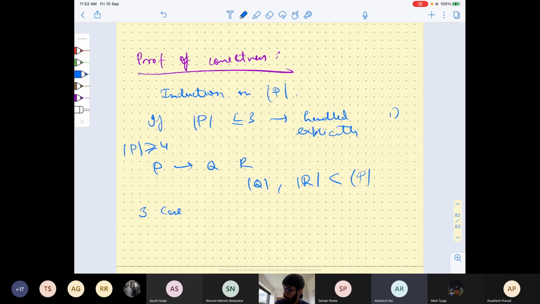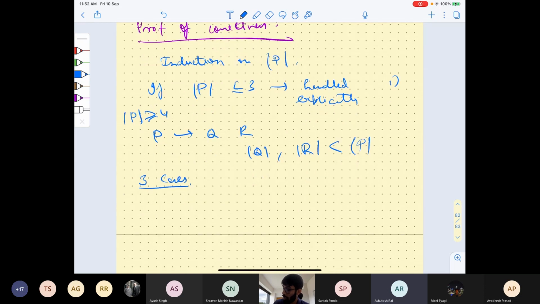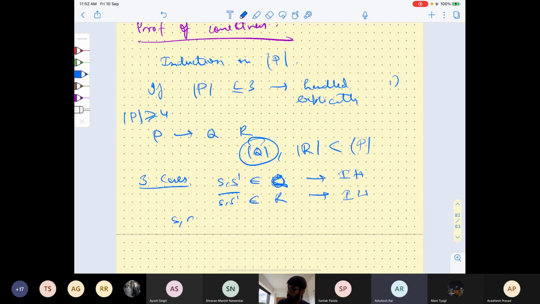So there are three cases. The smallest pair S, S prime belongs to Q. Then by induction hypothesis, the algorithm returns correctly, because the algorithm calls itself on Q. Again, if S, S prime belongs to R, then again the induction hypothesis applies. And if S belongs to Q and S prime belongs to R, then due to lemmas 1, 2, and 3, you are sure that you will find the correct pair.